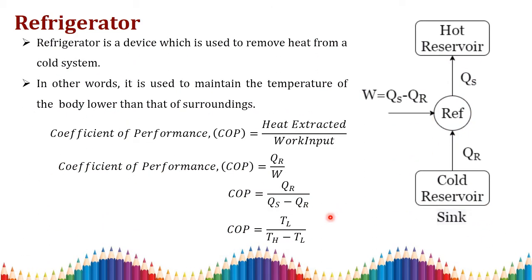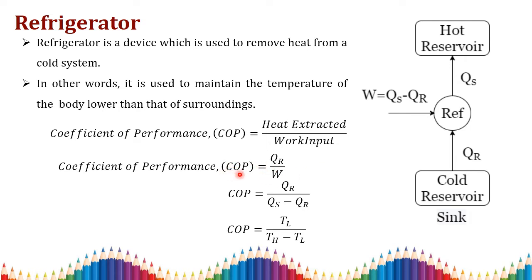The next one is the refrigerator. A refrigerator is a device which is used to remove heat from a cold system. Consider this as a cold space, the refrigerated space, from which we are removing heat. This is your output, and we are sending it back to the atmosphere. For that we are giving some work to the refrigerator. Then the COP of the refrigerator will be output by input. The output is how much heat is extracted from the refrigerated space, so QR divided by W, the work input we are giving.